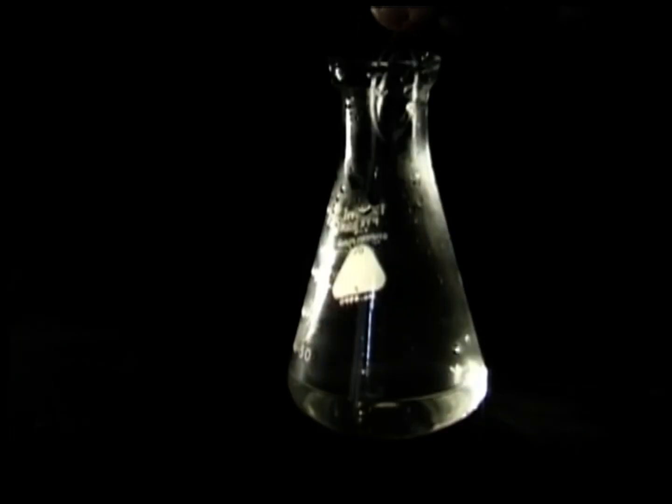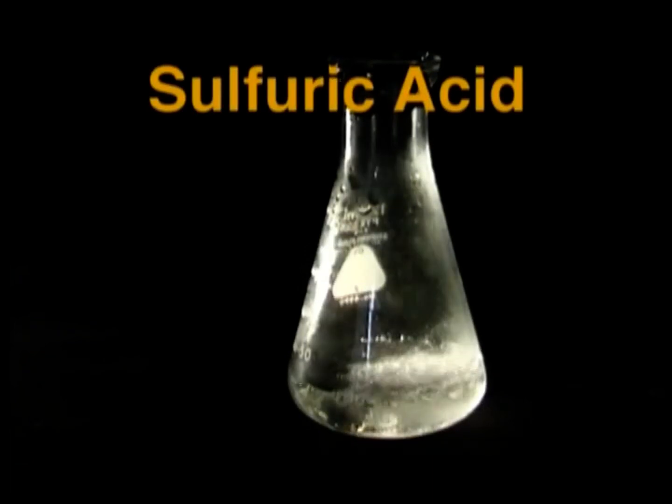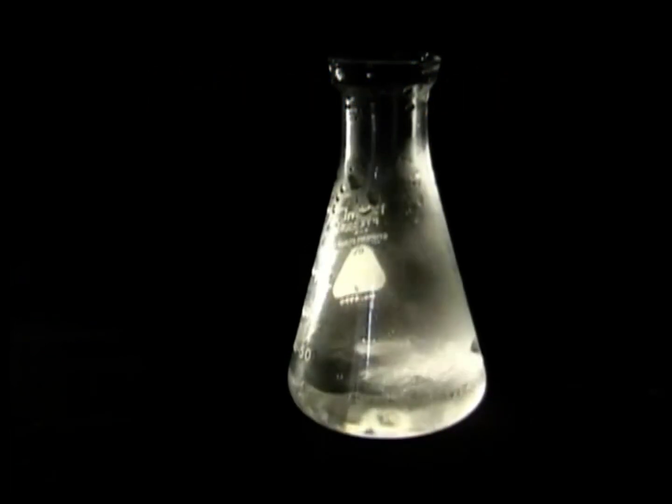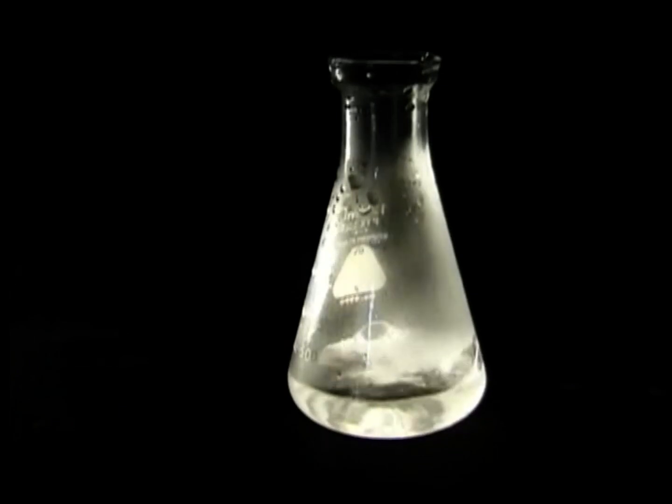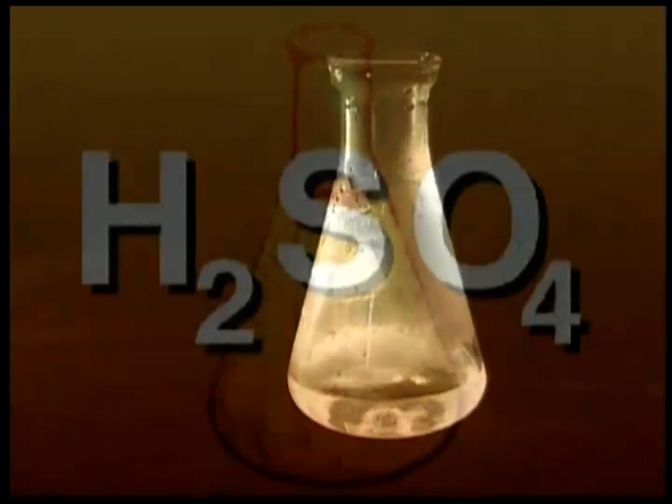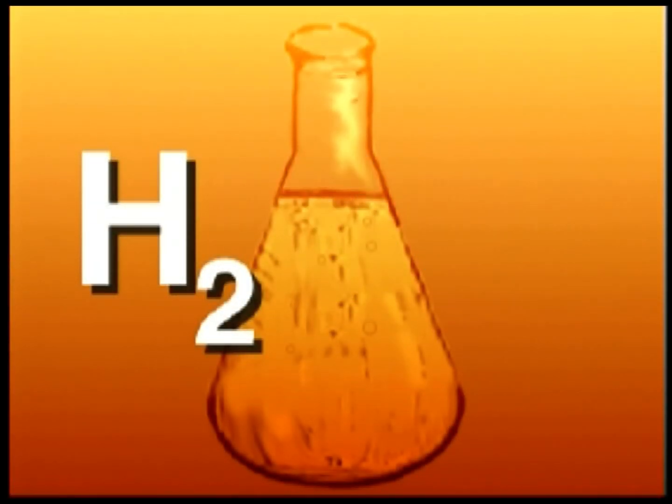Here you can see sulfuric acid reacting with a piece of metal. Sulfuric acid is important in making fertilizers, fabrics, and plastics. The chemical formula for sulfuric acid is H2SO4. It is made of 2 atoms of hydrogen, 1 atom of sulfur, and 4 atoms of oxygen.